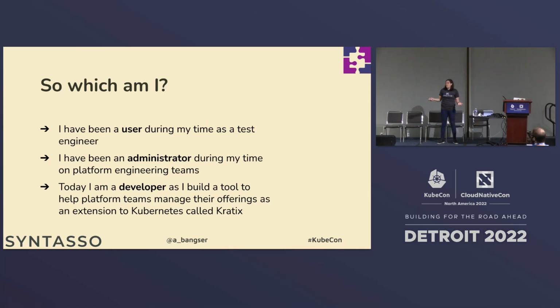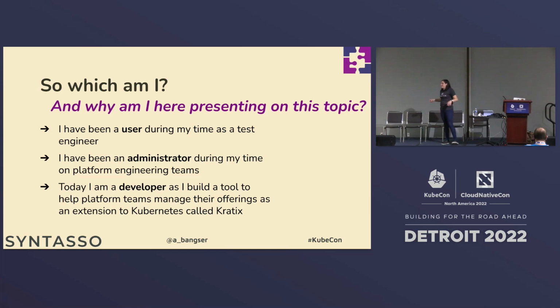And so you might wonder, which one am I? I've been and am all three. I started my career in test engineering and was very much on the user side of things. I went into platform engineering and was a part of infrastructure teams for a few years there, and I was very much an administrator. And I'm now building a controller running inside of Kubernetes, and I'm very much on the developer side of things. And so by being all three of these things, both in recent history as well as simultaneously, the reason I'm excited to share this is because I found that barrier to getting started to be a developer just a bit too high.